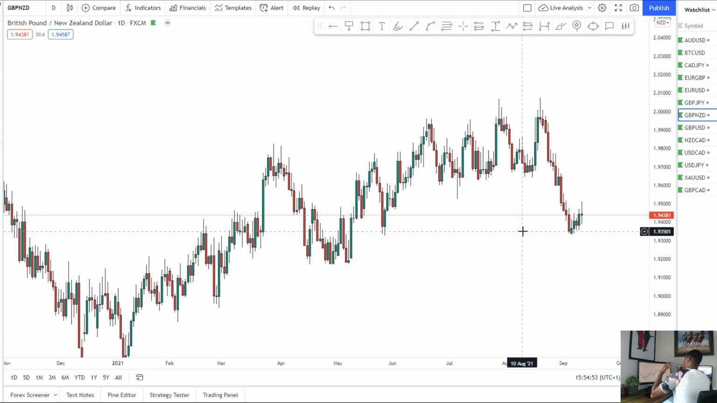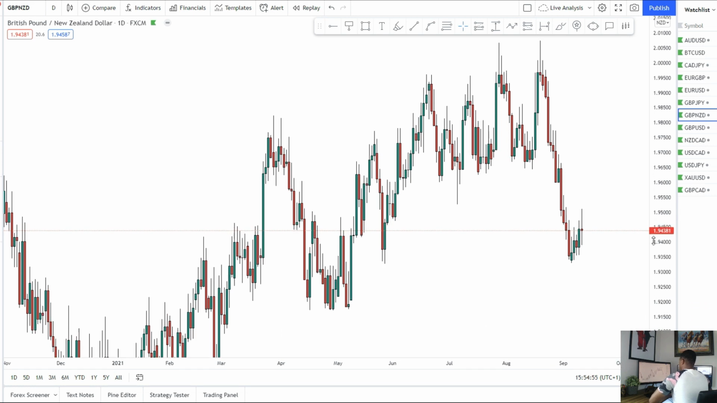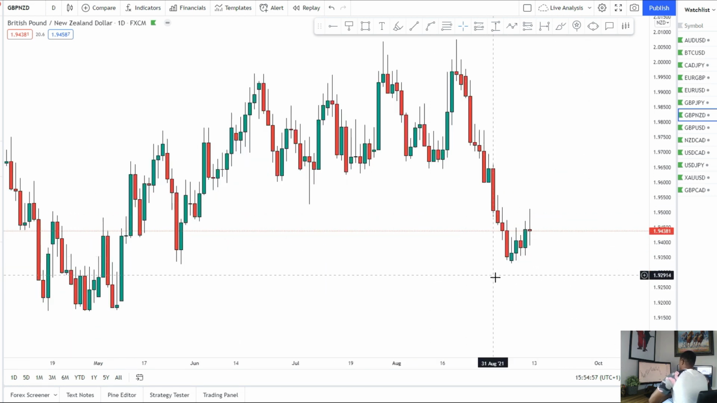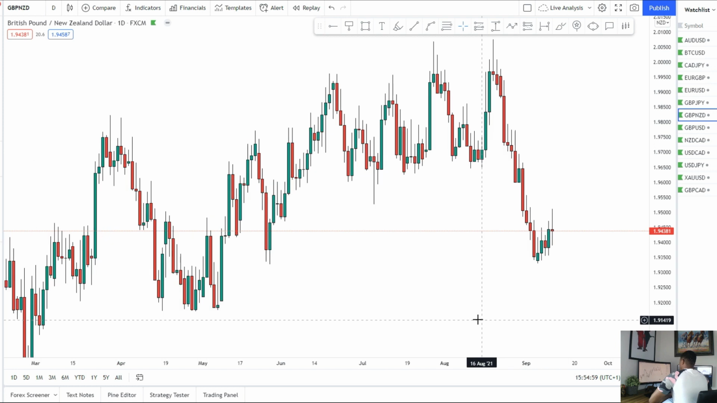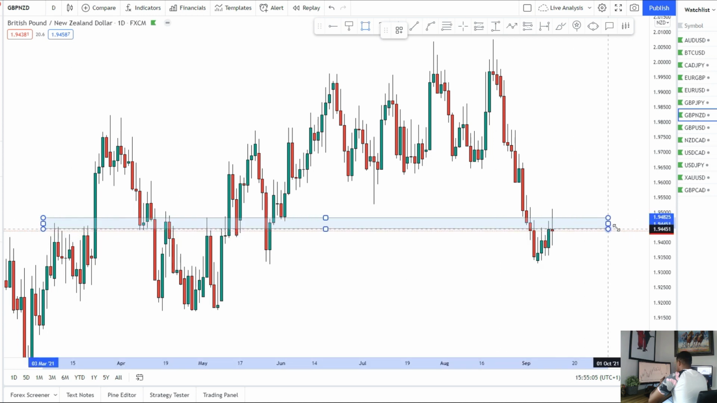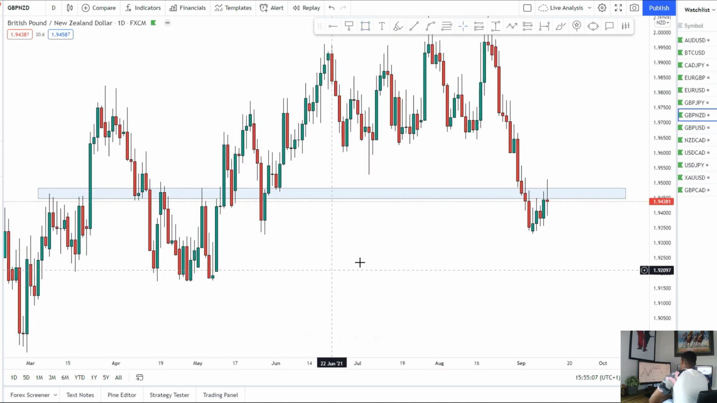And now on my screen I've got pound NZD. So for this pair, as you can see, not too much happened this week. Prices essentially just moving sideways really after that big dump to the downside. We were kind of looking at two levels in the market this week, around 1.195, and also this area of support.